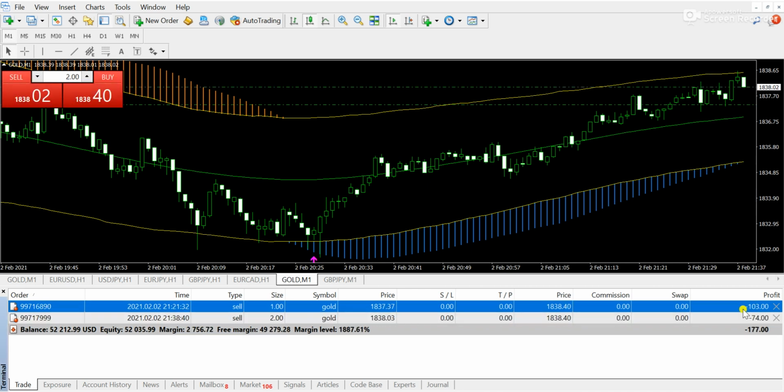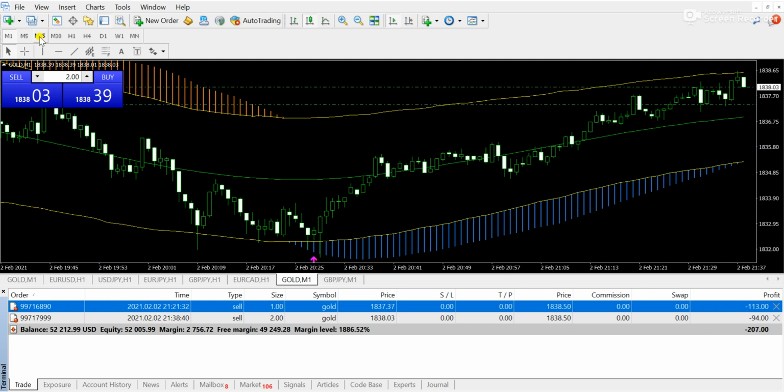Now guys, this is the double scalping method that I have already introduced to you. I have already explained this method in my previous videos, that if one of your trades goes a little bit negative, then you can use the double scalping method. Just double the lot size of that trade and you will see the effects.